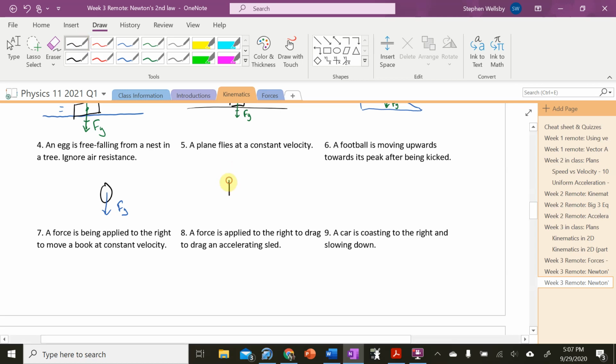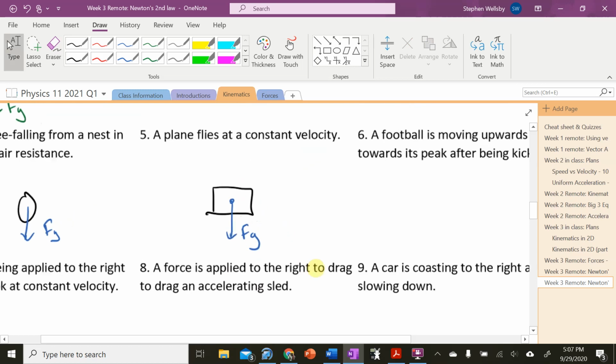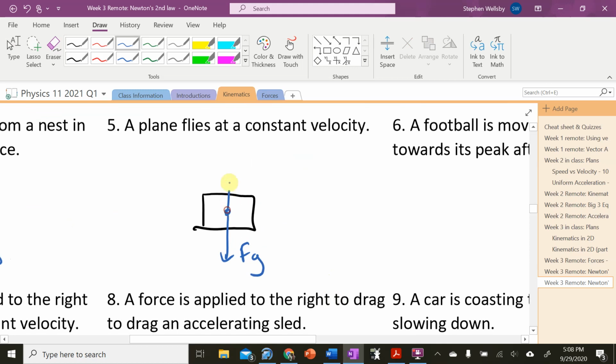A plane flies at a constant velocity. Now, I wouldn't worry too much about what you call these forces. You're not training to get your pilot's license, so this is not going to be too important to you, but you can still recognize if it's flying at a constant velocity, that means that the acceleration is zero. And so let's take a look at what forces we have. We are going to have a force of gravity. Now, if it's not moving downwards, that means that there must be an equal and opposite force pushing upwards. And we can call this lift. That's the technical term for this force here. So we have force of gravity and the lift force.